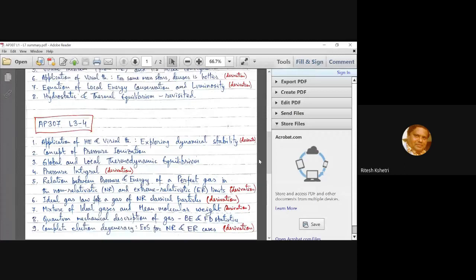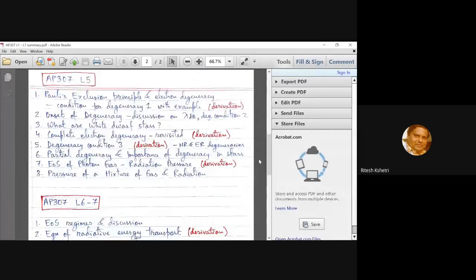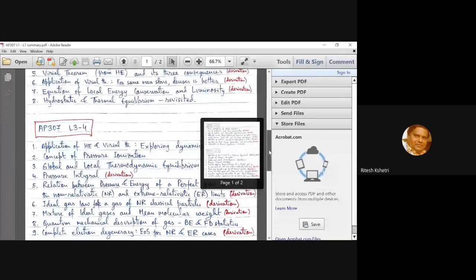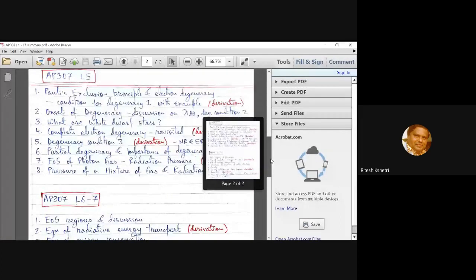And then we started to talk about the quantum regime. So we talked about the quantum mechanical description, the three-dimensional possibilities of Bose-Einstein and Fermi-Dirac statistics, the two types of possible statistics. And then we talked about complete electron degeneracy. Okay, we derived it. And this was done up to our fourth lecture.